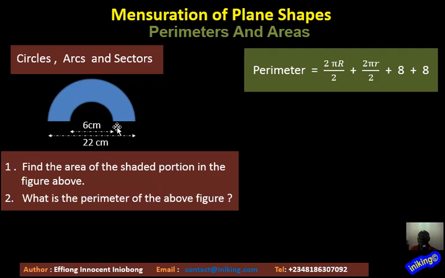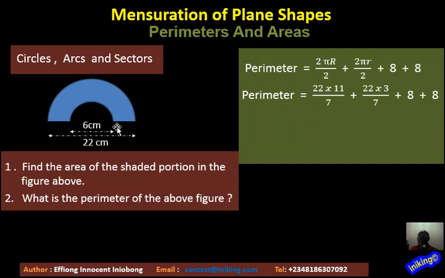So the perimeter is what? 2 pi capital R over 2. That's for the outer ring. Plus 2 pi small r over 2. That's for the inner part. And then plus 8 plus 8. The rest is history. We just substitute 22 over 7.